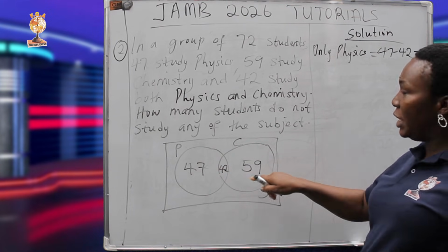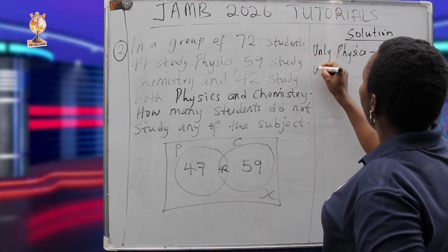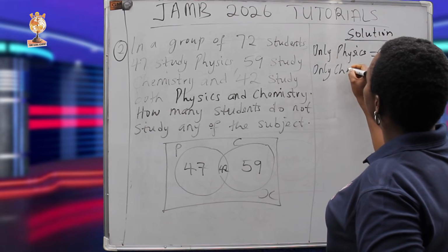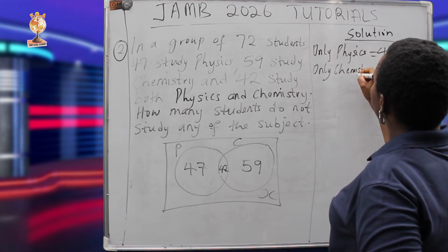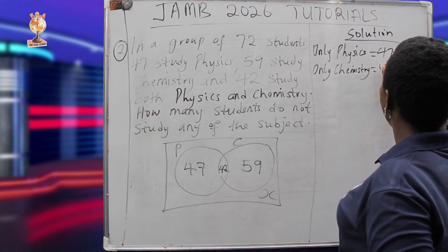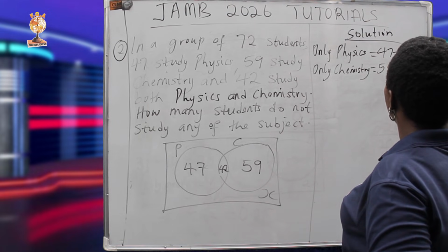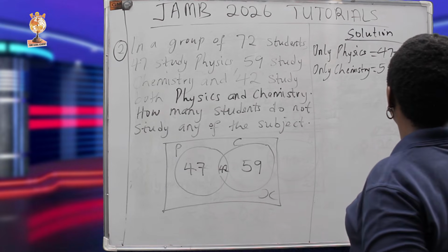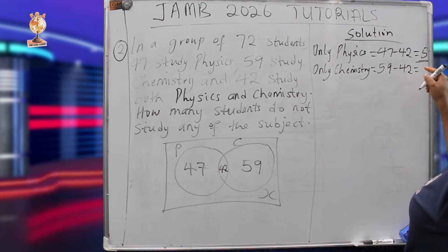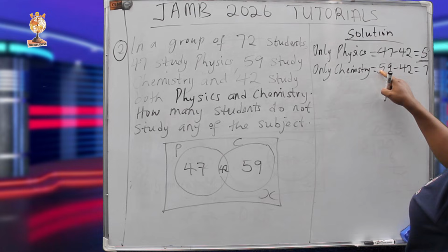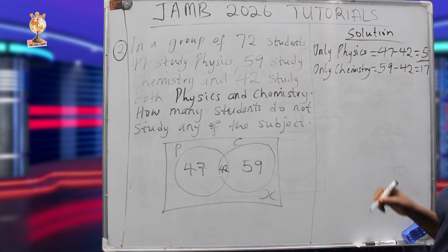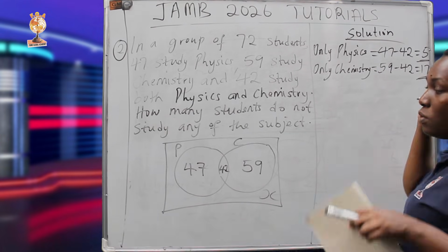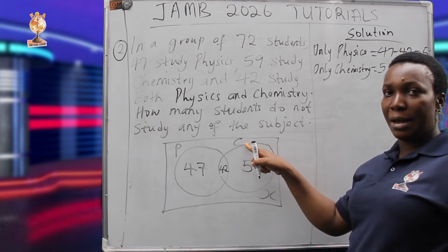Then for you to know only chemistry, you will do the same. Only chemistry is 59 minus 42. 9 minus 2 gives us 7, and 5 minus 4 gives us 1. So 17 people offer only chemistry.